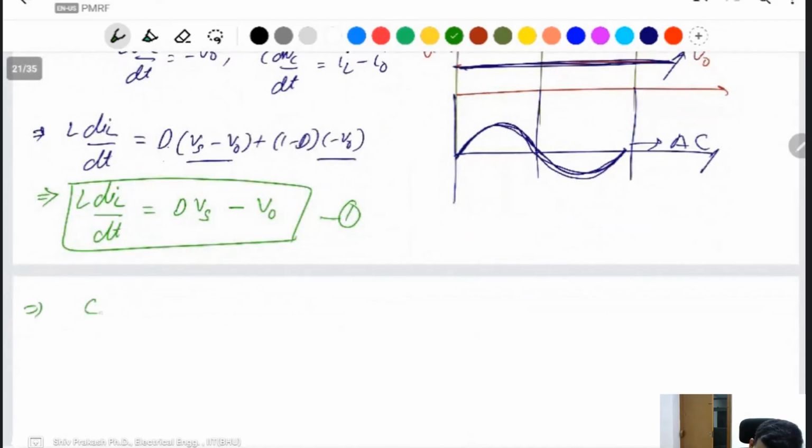Same thing applies for the capacitor current, C dVc by dt. It is IL minus I naught in both conditions. Then you write it as D into IL minus I naught plus 1 minus D into IL minus I naught. Then to find that IL minus I naught, I naught you can write as V output by R.